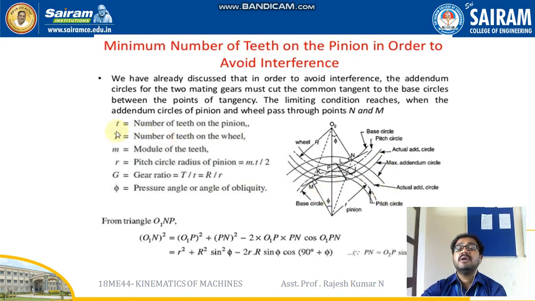So my assumption will be small t will be the number of teeth on the pinion, capital T will be the number of teeth on the wheel, m is the module, and small r is the pitch circle radius of the pinion, which is the module into number of teeth on the pinion divided by 2, and gear ratio, which is equal to capital T by small t, or else capital R by small r, and phi is nothing but the pressure angle.